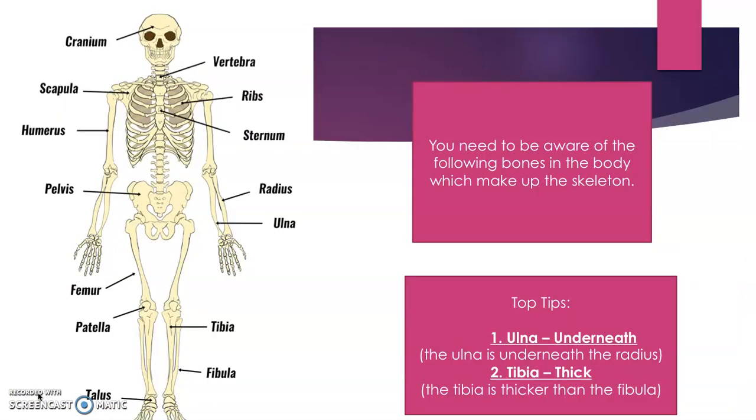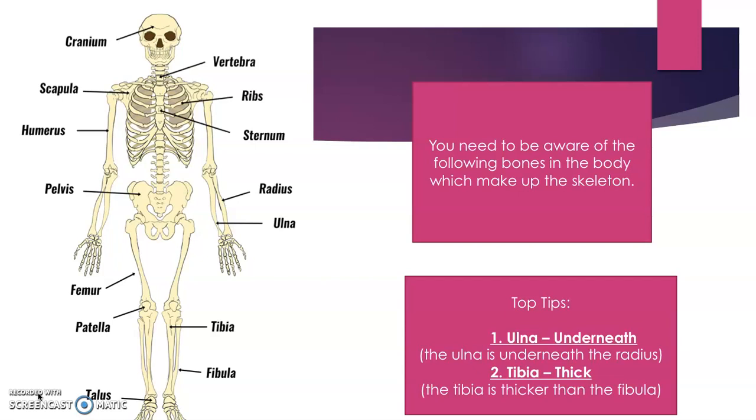You need to be aware of the following bones in the body which make up the skeleton, as seen on the left-hand side. You have the cranium, which is also known as the skull. Going downwards, you have the vertebrae, which is also known as the spine. Underneath that, you have the scapula. The scapula may be more commonly known as the shoulder blade. You also have the ribs that go down the side of your chest. In the middle of your chest, you have your sternum.